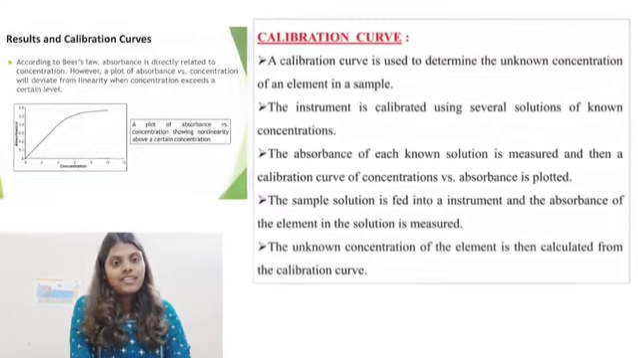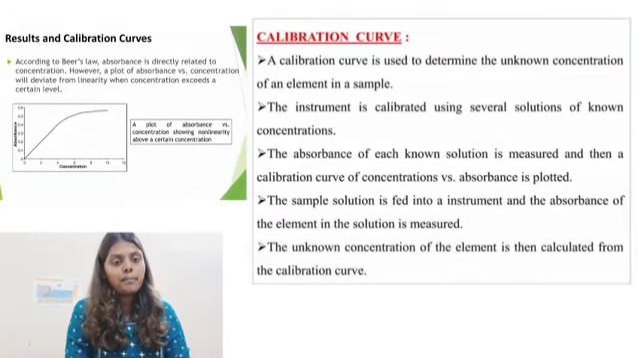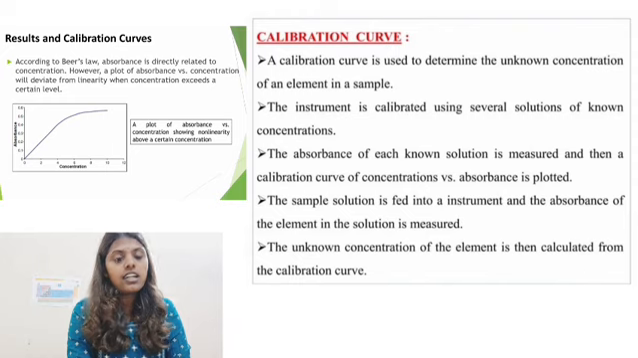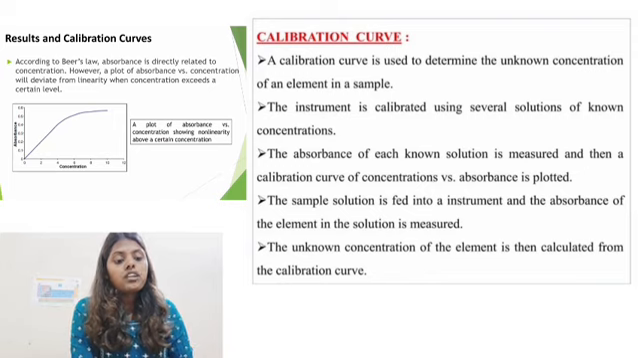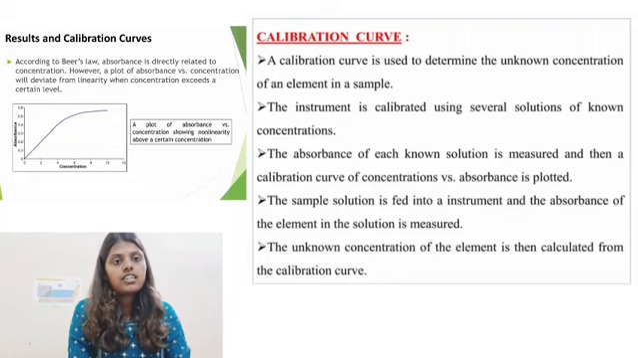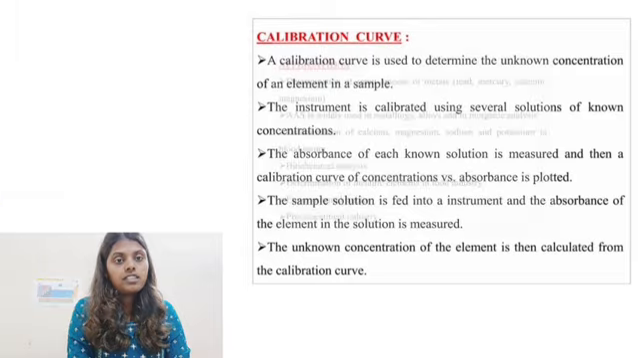Next one is the calibration curve. The calibration curve is an important part in atomic absorption spectroscopy. A calibration curve is used to determine the unknown concentration of elements in a sample. The instrument is calibrated using several solutions of known concentrations. The absorbance of each known solution is measured and then a calibration curve of concentration versus absorbance is plotted. By this we are getting the concentration of the unknown sample.